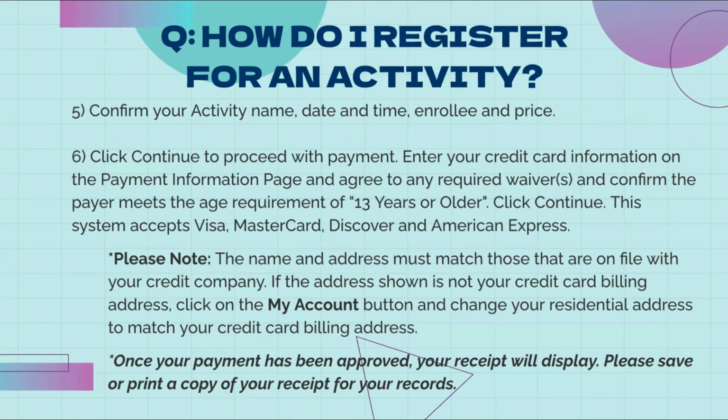Another thing to note here is that the name and address must match those that are on file with your credit company. If the address shown is not your credit card billing address, click on the My Account button and change your residential address to match your credit card billing address. Once your payment has been approved, your receipt will be displayed, and it's a good idea to save it or print a copy of your receipt just for your records.